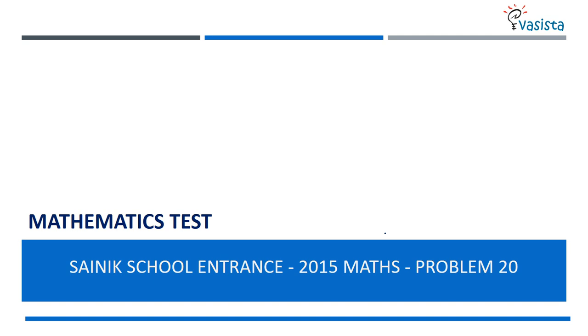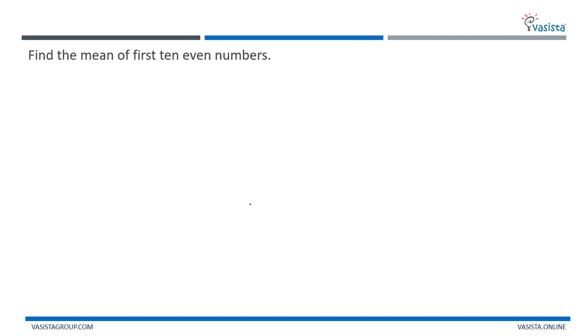See, this is problem number 20. Let me solve it. Find the mean of first 10 even numbers. You know what is even as well as what is odd numbers. The number which is divisible by 2 is called an even number. So, let me list out 10 even numbers now.